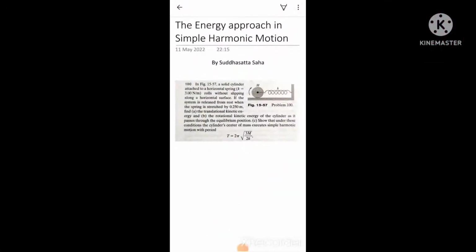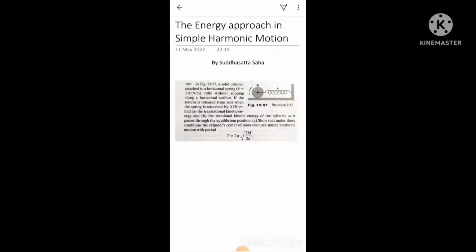Today we will discuss the energy approach in simple harmonic motion. Sometimes in this particular area of physics, that is simple harmonic motion, or more broadly oscillations, we face some problems where it might become a bit difficult to figure out the forces and solve the problem using the conventional, so-called force method. So we can use an easier method called the energy method to solve problems of simple harmonic motion.